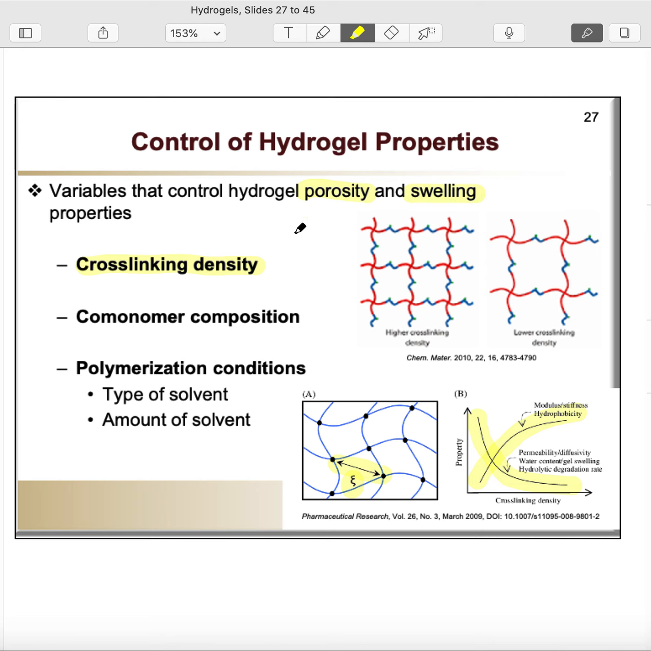Another factor that can control the porosity of the hydrogel is going to be the comonomer composition. For example, if your hydrogel is made out of both hydrophilic and hydrophobic components, then changing the ratio of the hydrophobic to hydrophilic components will have a huge impact. The more hydrophobic content that you have, the less water swelling ability that hydrogel is going to have.